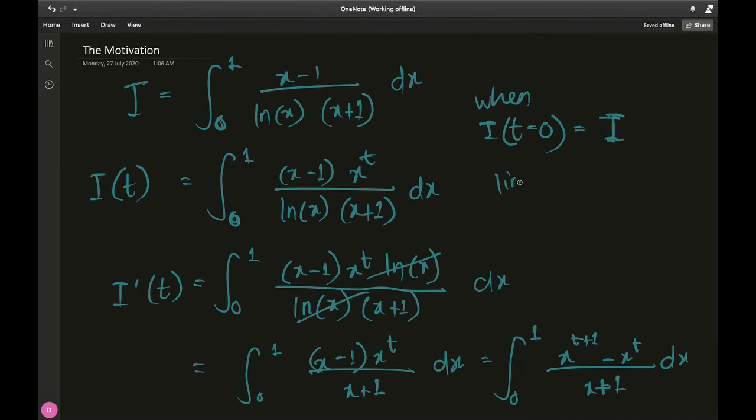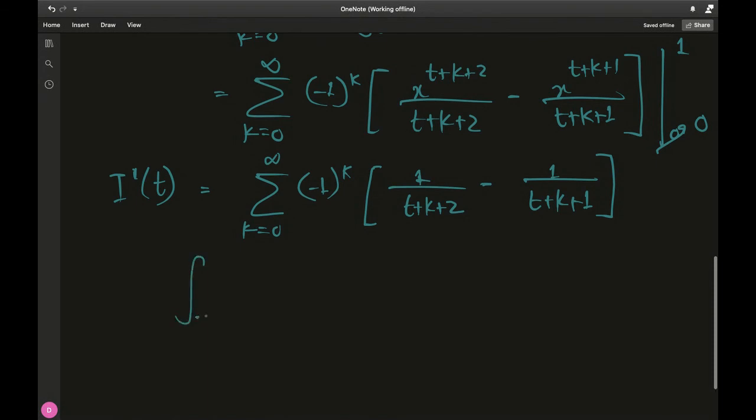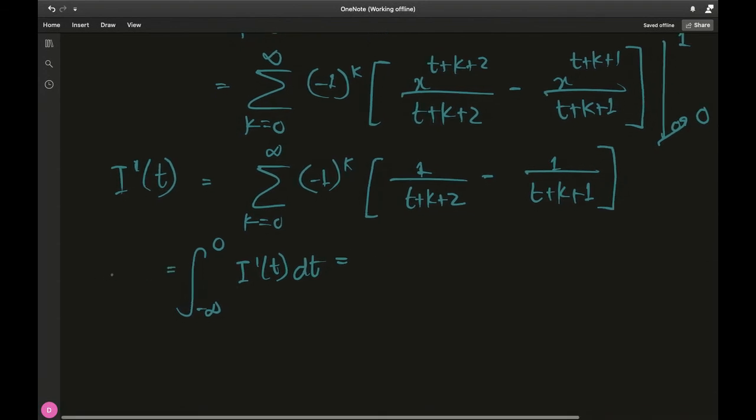And in the limit as t goes to negative infinity of I of t, x to the negative infinity effectively will decay to 0, like e to the negative x in the limit as x tends to infinity. So we need to integrate from negative infinity to 0, right? From lower bound to upper bound. So the integral from negative infinity to 0 of I prime of t dt, by the fundamental theorem of calculus, will actually give us I of t evaluated at 0, which is just I, minus I of t evaluated at negative infinity, which will be just 0. So I minus 0, or just I.